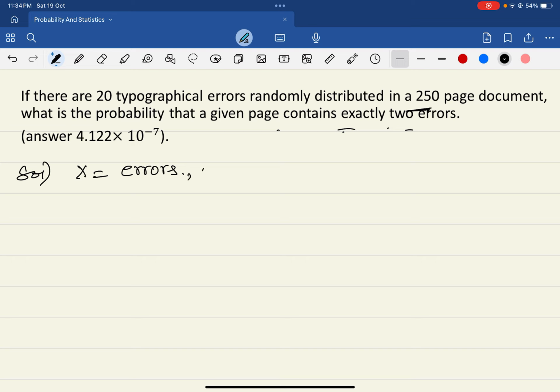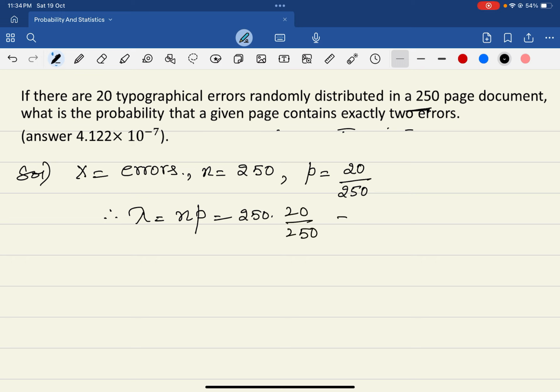And what is n here? It is given as 250, and 20 typographical errors. So what is P? P is given by, out of 250 pages there are 20 errors, so 20 over 250. Now you can find the mean. What is the mean formula? Lambda is equal to n into P. So it is 250 times 20 by 250, so the lambda value is 20. Clear? So we got lambda as 20.